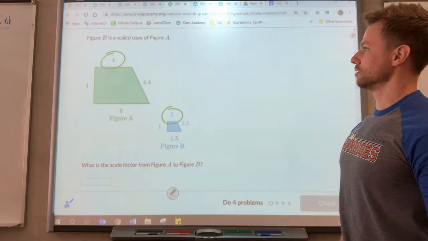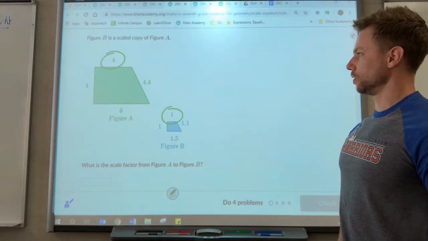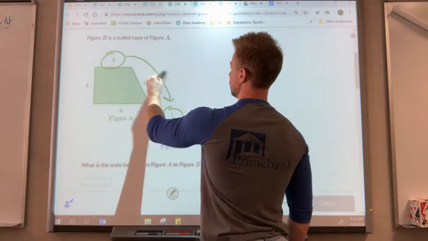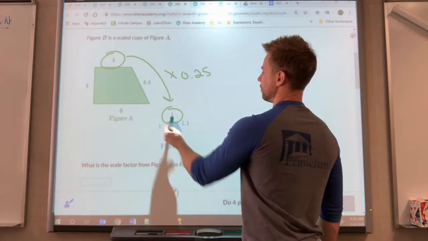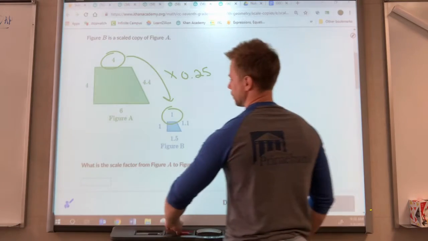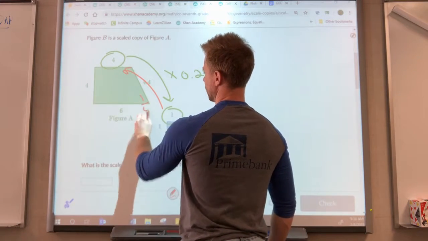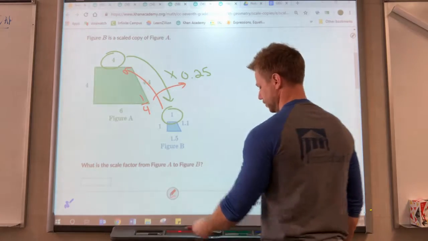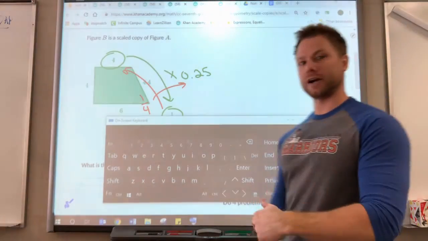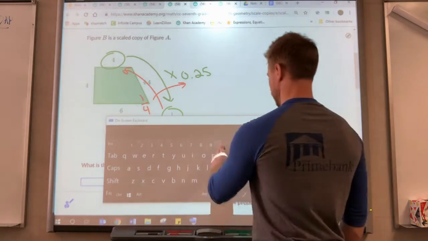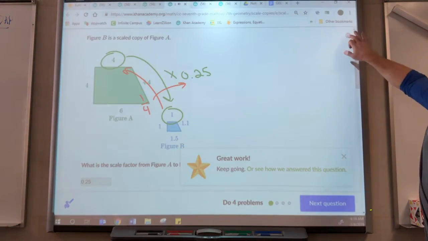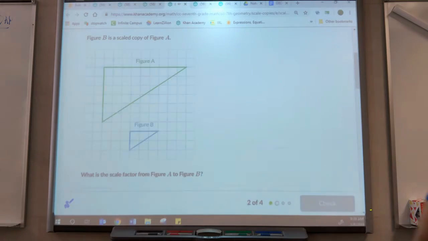It's going to be something less than 1 because it's getting smaller. So actually, we're multiplying 4 by 0.25 to get 1. Now if I didn't know that, I could work backwards. I could do 1 divided by 4, which happens to be 0.25. So you can always work backwards to divide to figure out what you need to multiply by. So I'm going to put that in as a decimal. You could put it in as a fraction as well. That's going to be our scale factor.